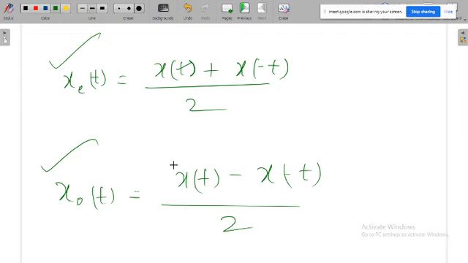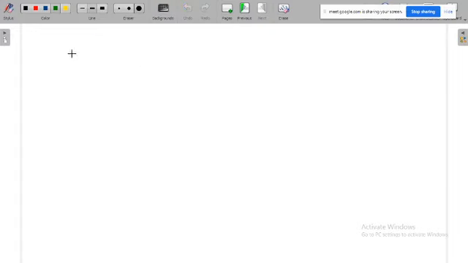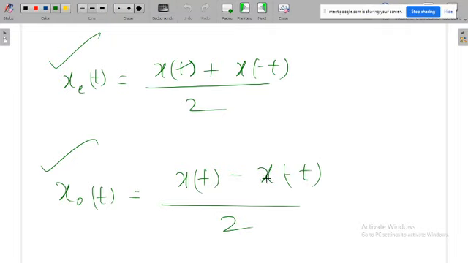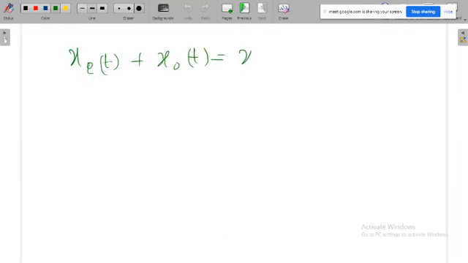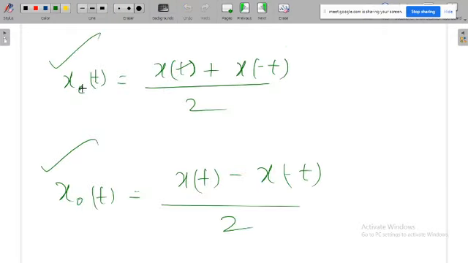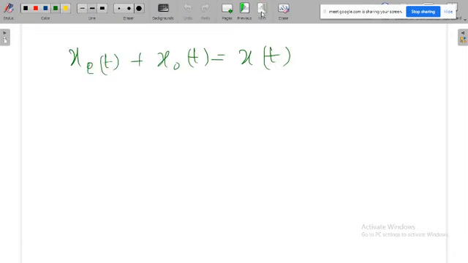So later you have calculated xe of t and xo of t individually. Can we get the original signal from this? We extracted some components from the original signal. Can we get the original signal x of t from xe of t and xo of t? Yes, we can. If you add the even part of t and the odd part of t, what will you get? The plus and minus terms will cancel. You will get simply x of t. Are you understanding? So you can extract xe of t and xo of t, and once you add them, you will get x of t.